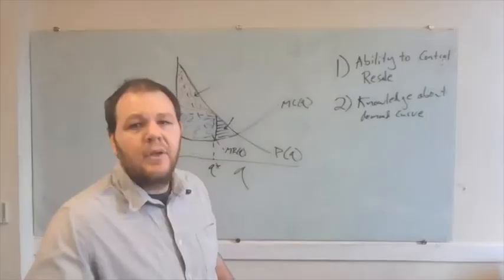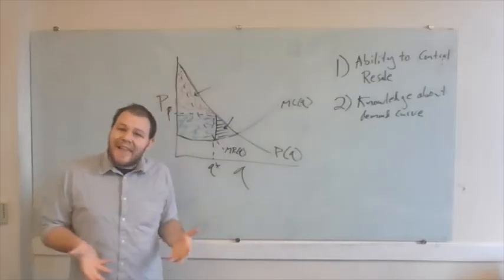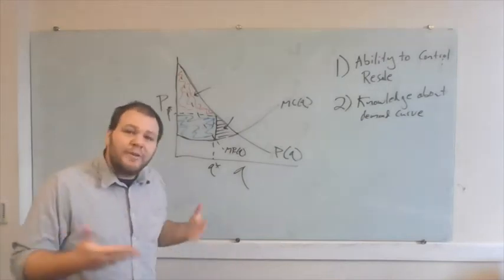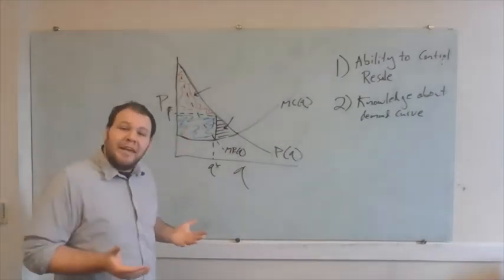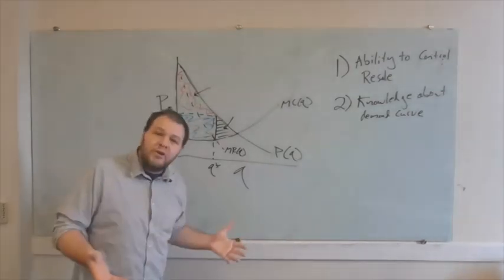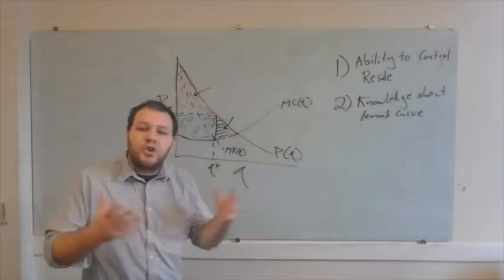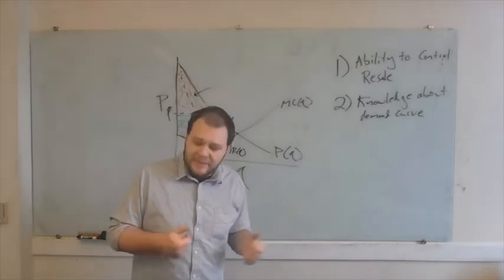So what we're going to do with the rest of this lecture is walk through several different strategies that firms can use to price discriminate, by which I mean charge different prices for different purchases in order to capture a larger amount of the total possible surplus.